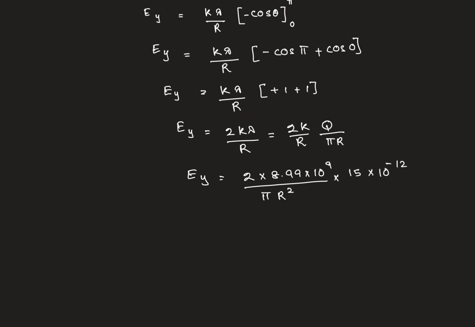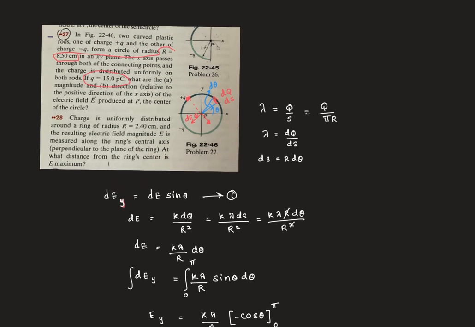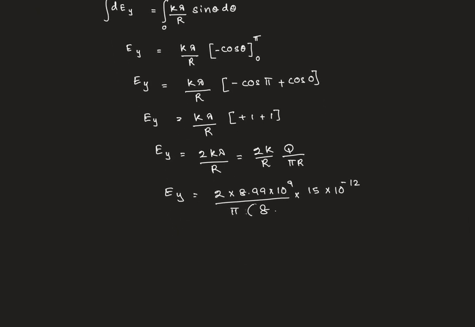Let me actually erase this r square. Okay, there you go. And I substitute for r, which is I think 8.5 times 10 to the negative 2. 8.5 times 10 to the negative 2.